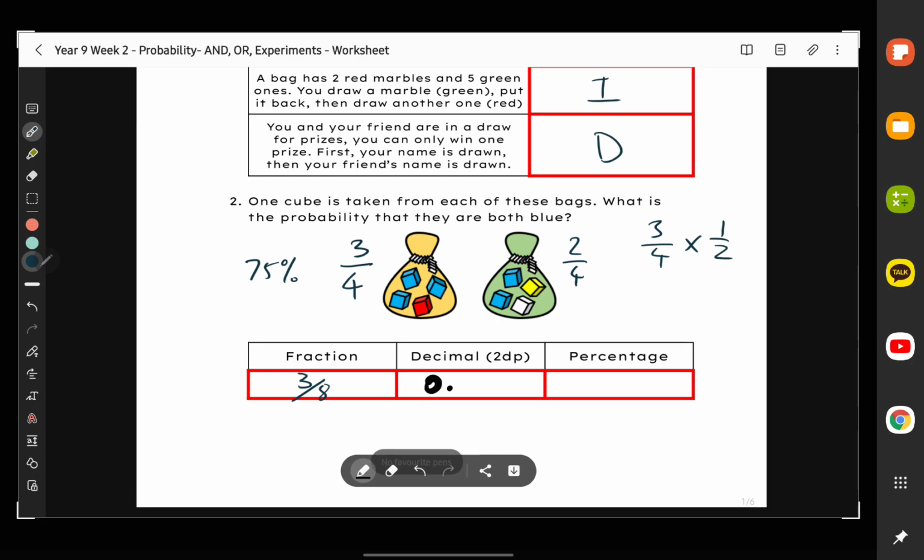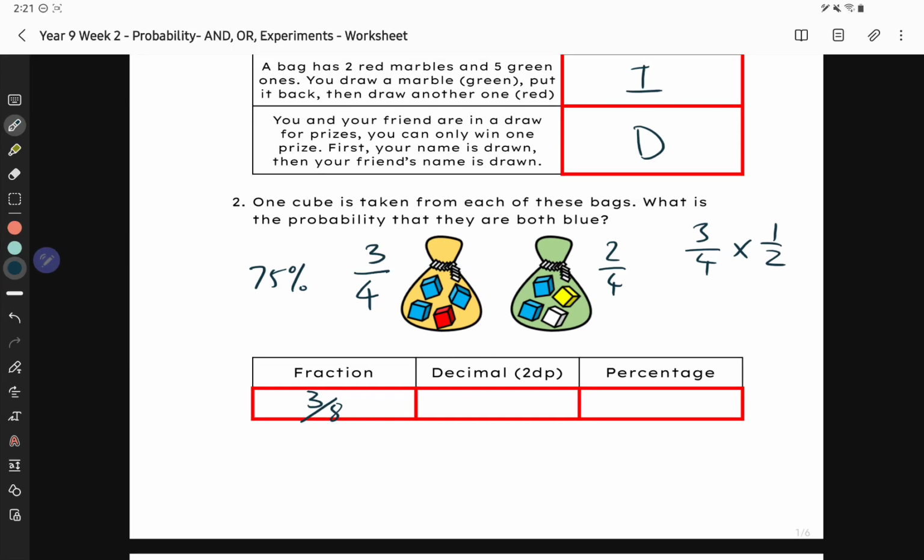Oh, what has happened to my pen? I'm sorry, did something weird there.